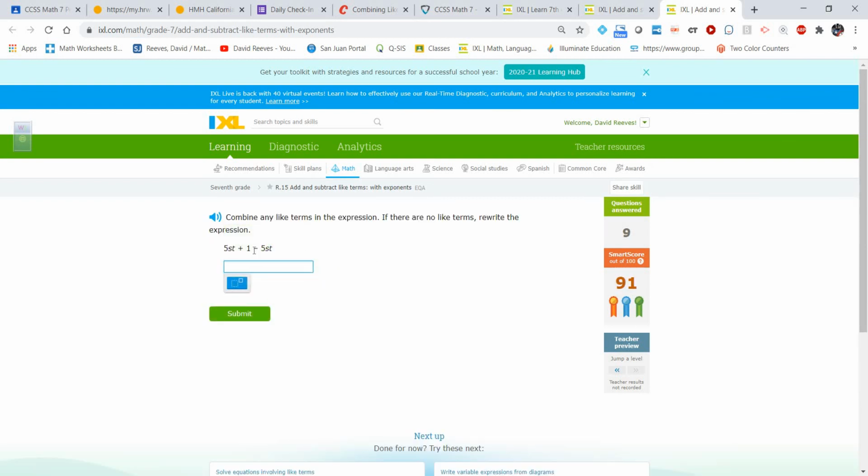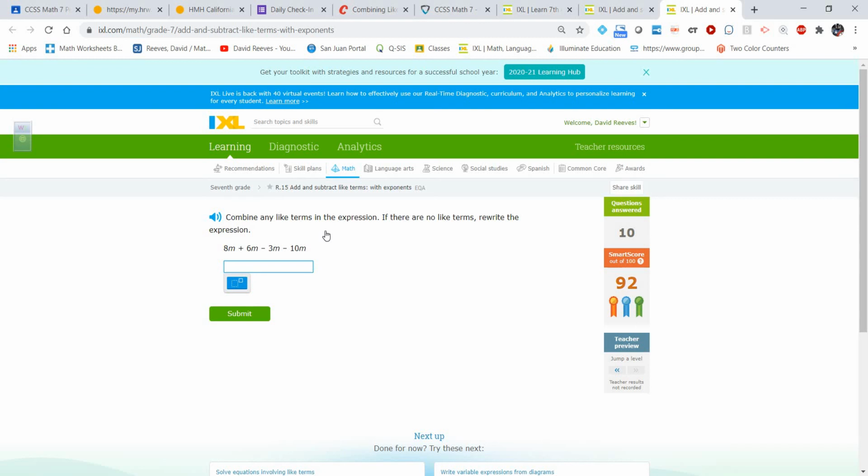All right? I can't believe this is the challenge zone. What a disappointment. 5st minus 5st. Those two, again, are like terms. Not only are they like terms, we have the same thing being subtracted, or if I change that to addition, they'd be opposite. That part is 0, and 0 plus 1 is just 1.